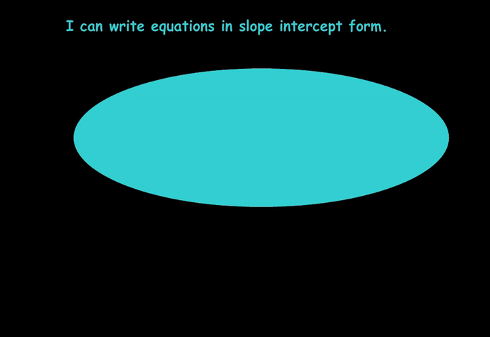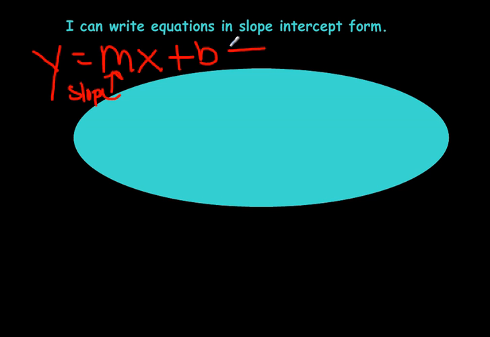So slope-intercept form would be when we write an equation in the form y equals mx plus b. That's called slope-intercept form, where the m is the slope and the b is our y-intercept. So that's what we're going to try to do, is we're going to try to get every equation to be y equals something.